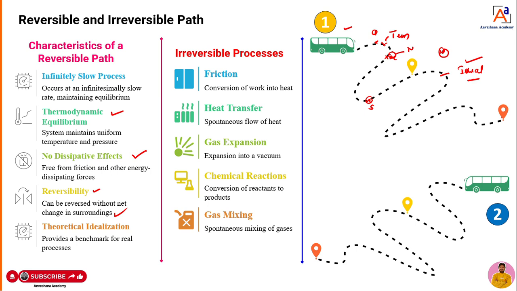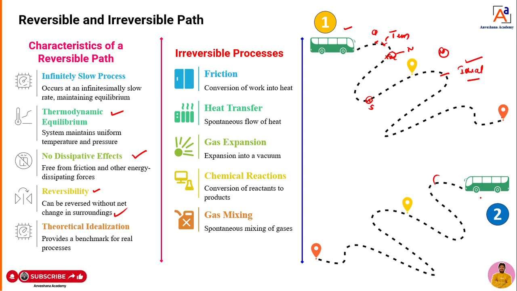Now the second one is the irreversible path, dear students. The system is moving from one point to another point and goes back to its original position, but some changes happen on the surroundings. That path we call an irreversible path. An irreversible path is a path in which the system returns to its original position, but some changes happen on the surroundings.